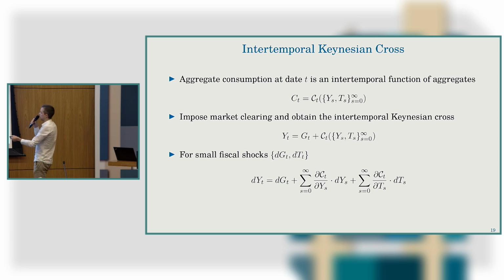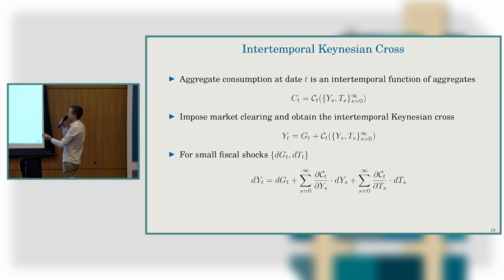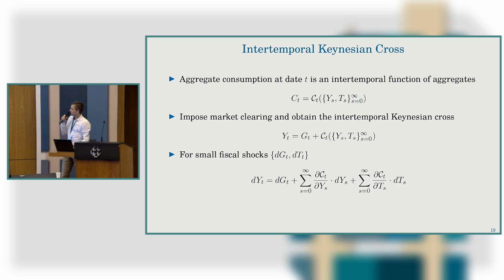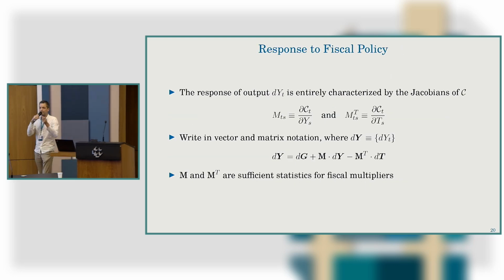So if we impose market clearing, Y is equal to G plus C, and then if we want the response of output to fiscal policy, we derive this, and we have that the response of output depends on the response of purchases, and then we have these objects which are the Jacobians, the derivative of this consumption function with respect to Y, income, and with respect to T, transfers. And so these Jacobians are matrices of MPCs.